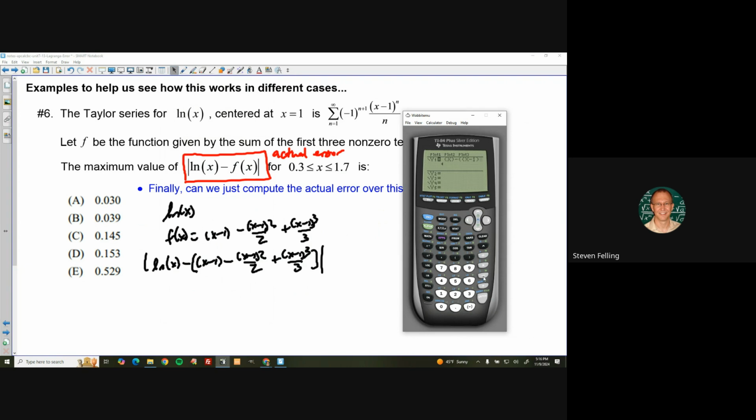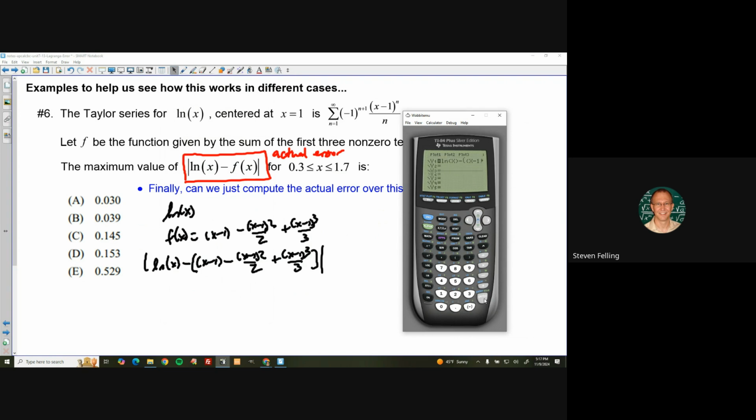and then minus x minus 1 squared divided by 2, and then plus x minus 1 cubed divided by 3. Oops, delete, down off the line. Divided by 3.